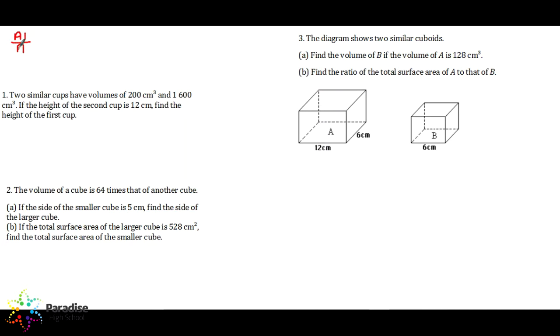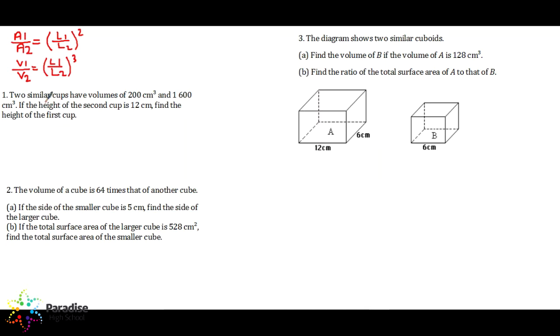Area 1 over area 2, the area of the first shape over the area of the second shape, will be (L1 over L2) squared, the ratio of the corresponding lengths squared. These lengths can be length, width, height, any two corresponding sides. So the ratio between the volumes, volume 1 over volume 2, is equal to (L1 over L2) cubed. It's equal to the ratio between the corresponding sides cubed.